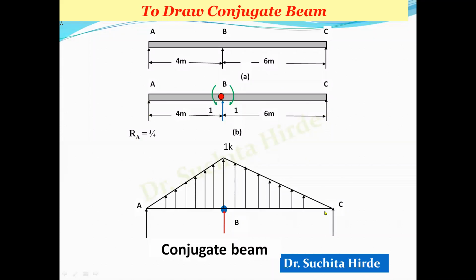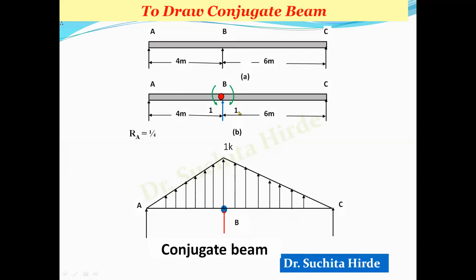This simple support remains as it is. This red dot means this hinge becomes now a support, which is shown by the red arrow here. And this blue, which is a support initially of the original beam, becomes a hinge. So internal hinge becomes internal support and internal support becomes internal hinge.